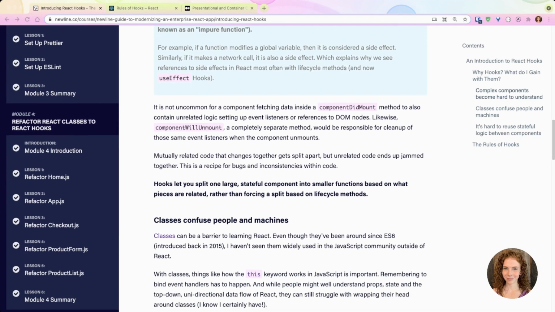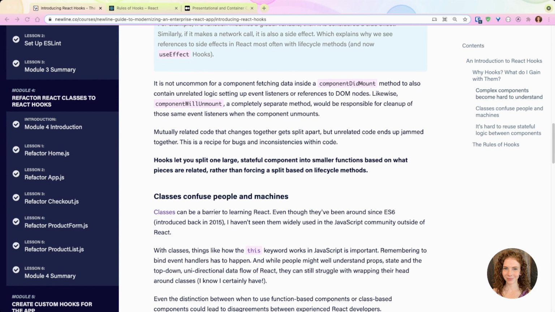So it's not uncommon for a component fetching data inside of a componentDidMount method to also contain unrelated logic that maybe sets up event listeners or references to DOM nodes. Likewise, in componentWillUnmount, a completely separate method, it would be responsible for cleanup of the same event listeners when the component unmounts. Mutually related code that changes together gets split apart, but unrelated code ends up jammed together because of these lifecycle methods that we have to follow with class-based components. This is a recipe for bugs. It's a recipe for inconsistency.